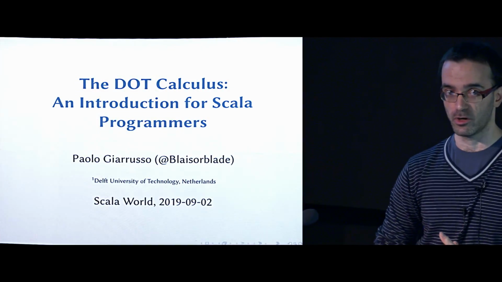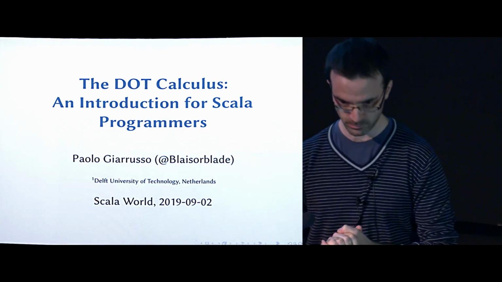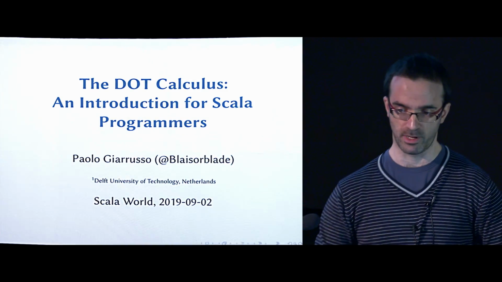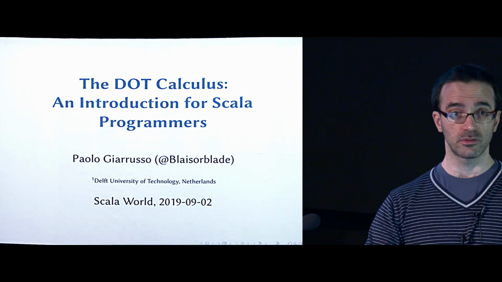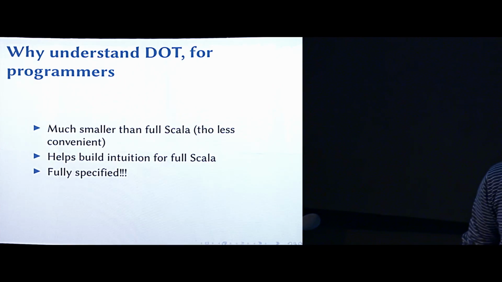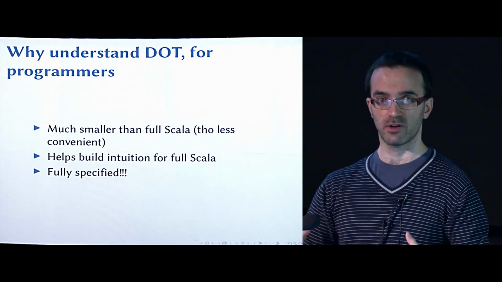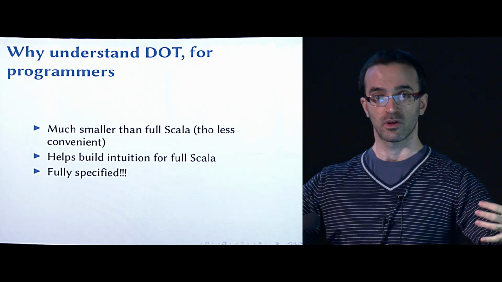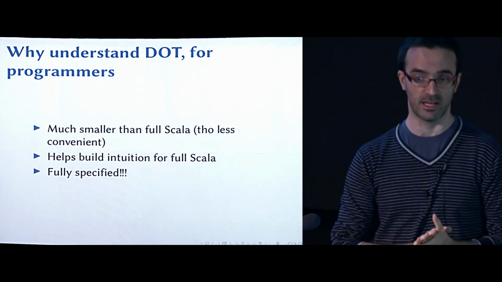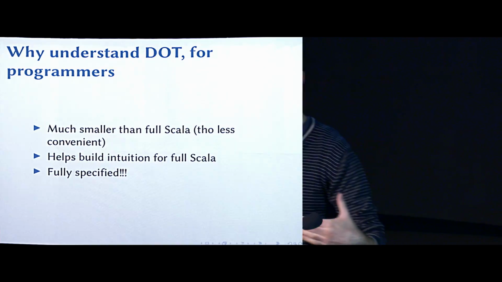So this talk will be about DOT, the dependent object types calculus, which is the core type system of the Scala programming language. DOT has been studied for theoretical reasons. So the first question, I think, is why should a programmer, not a theoretician, understand DOT? I'm not sure it's for everybody, but DOT is the foundation of the Scala type system. It is much smaller than the full Scala. It helps build intuition for how the Scala type system works.